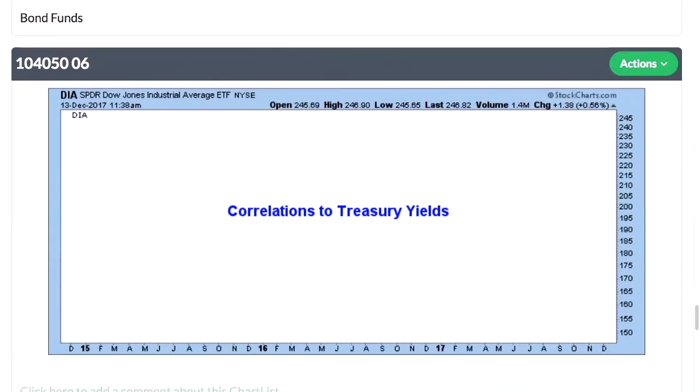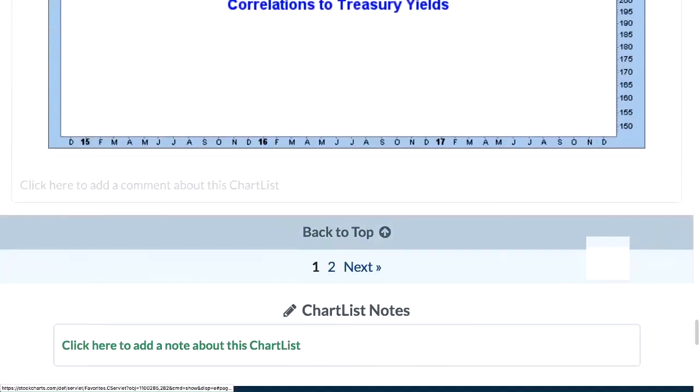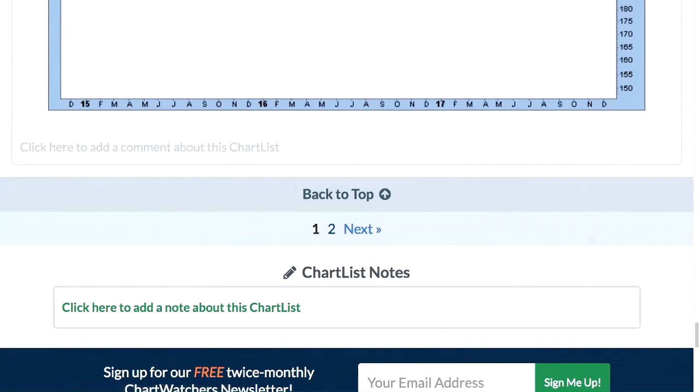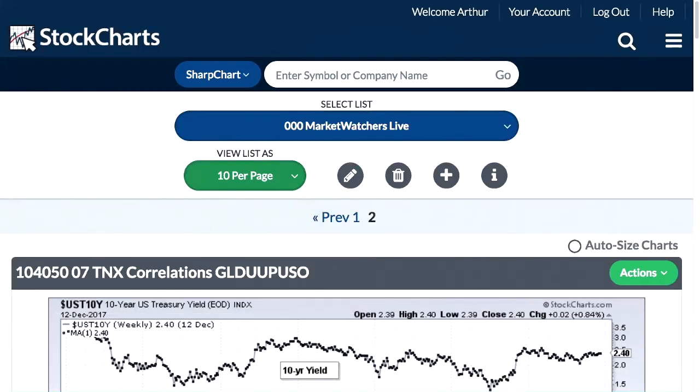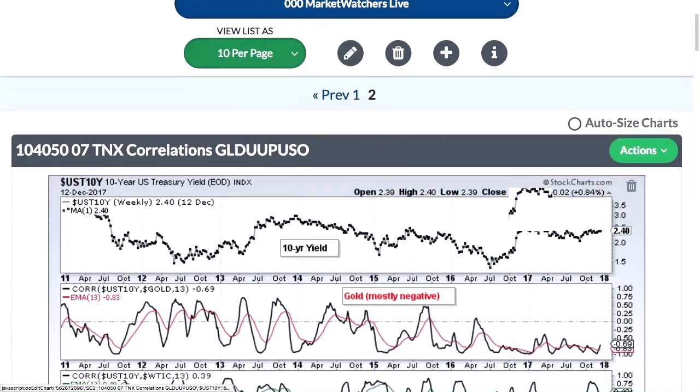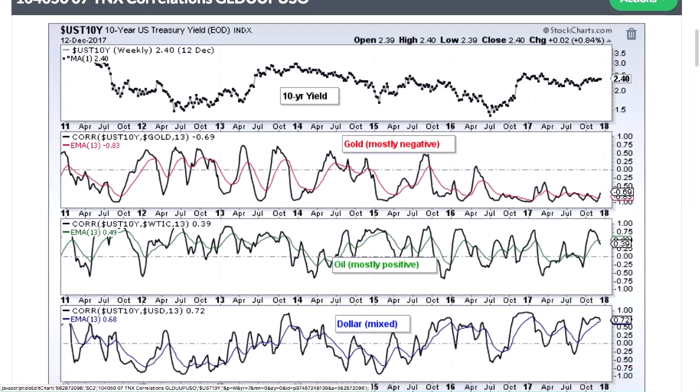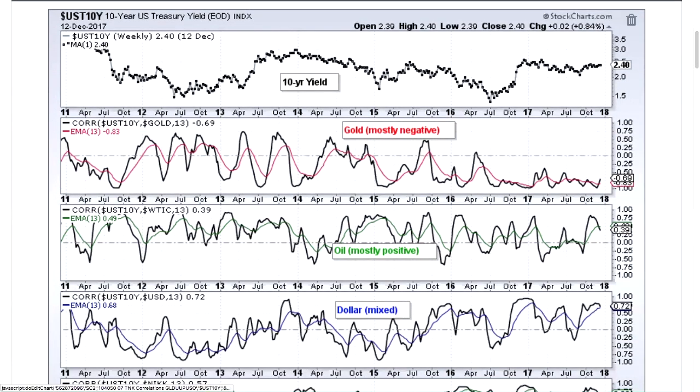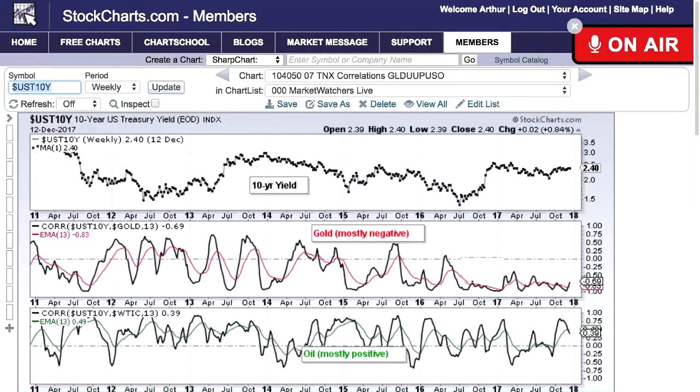So let's look at the correlations. If treasury yields rise or fall, how's it going to affect other assets, say gold, treasury bonds, gold stocks, the finance sector, utilities, REITs, and so forth. And what we need to do is create correlation coefficients. Here's a chart with the 10-year yield at the top, and then I've got gold, oil, and the dollar for the first correlation coefficients. I'll click on this chart so you can see the settings here.